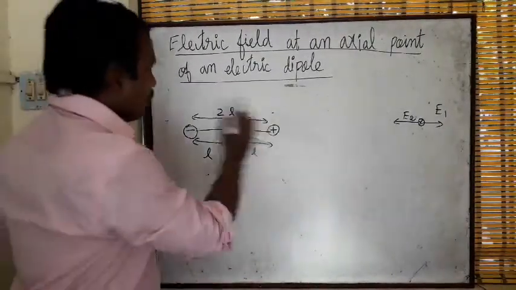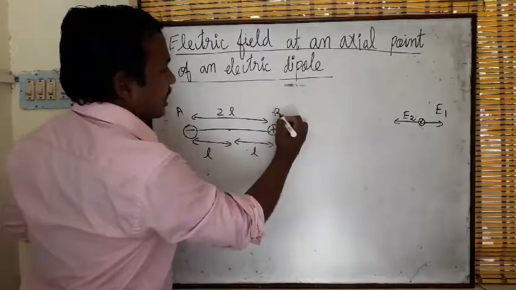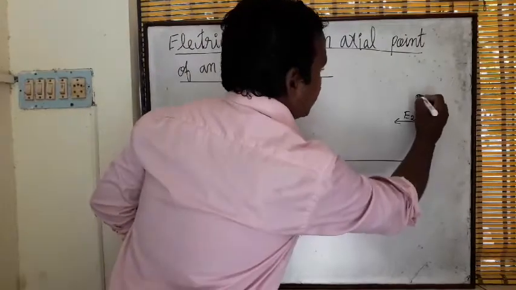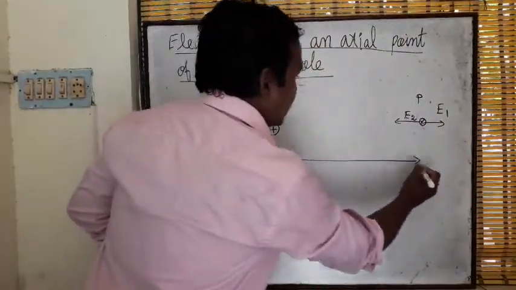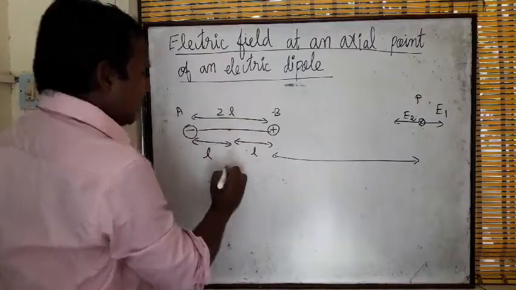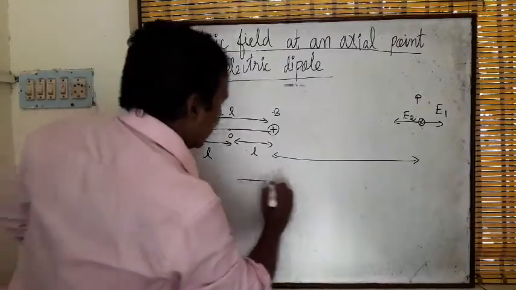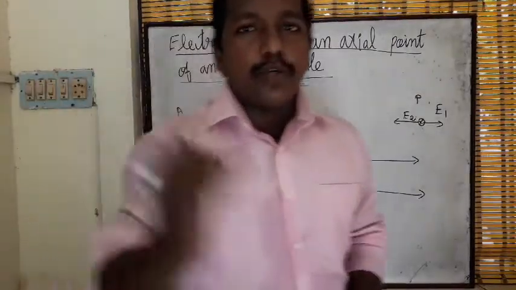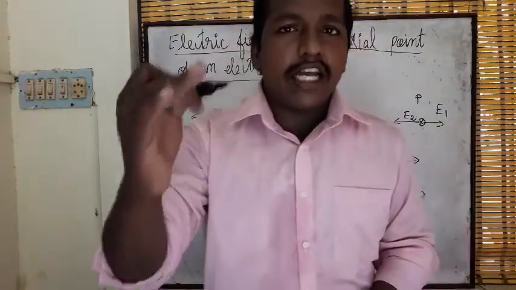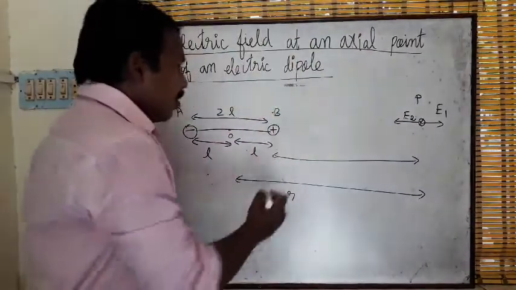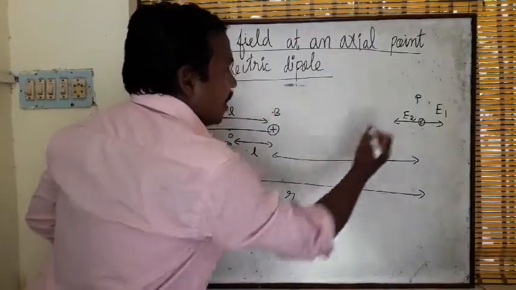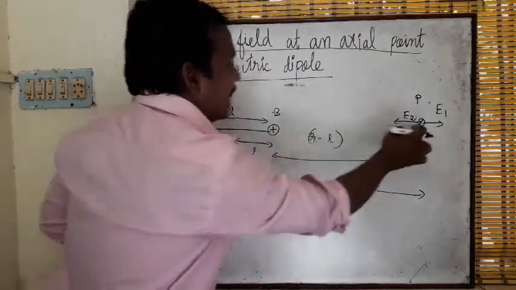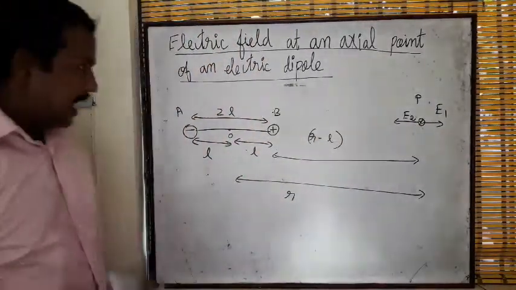Okay, so this we can call A, this we can call B. From B, at the point P, test charge. So this is the distance we have to measure. From the center, I have taken this length as R. So always the test point length we are going to take as R. That means from B to P, R minus L. So distance between B to P is R minus L.